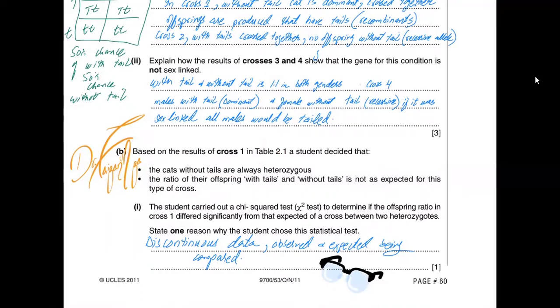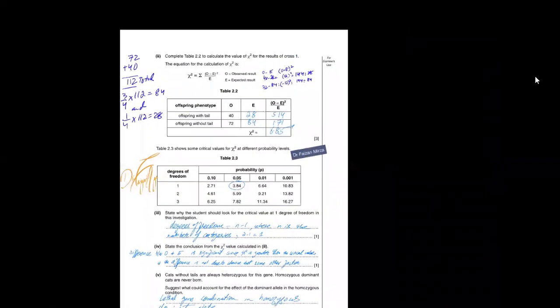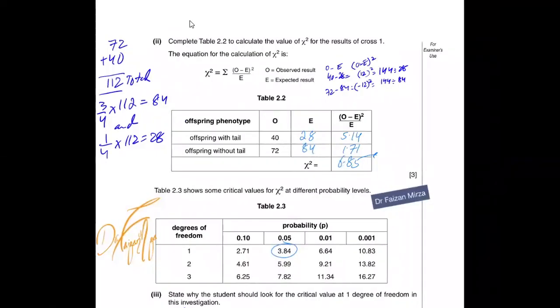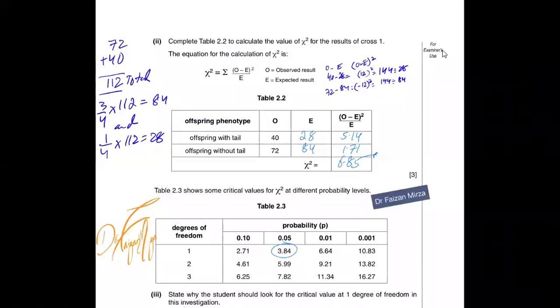The student carried out a chi-square test to determine whether the offspring ratio in cross 1 differed significantly from the expected cross between two heterozygotes. State one reason why the student chose this statistical test. We know the discontinuous data, observed and expected, are being compared, so we use the chi-square test. Now we come to the calculation part of this particular cross. Since it's a chi-square test question, it needs extensive practice. It needs a proper understanding of the ratios, which ratios should be expected where, because all the expected values for the offspring are taken from the ratio that we know can happen in that cross, and the observed is the value provided to you.